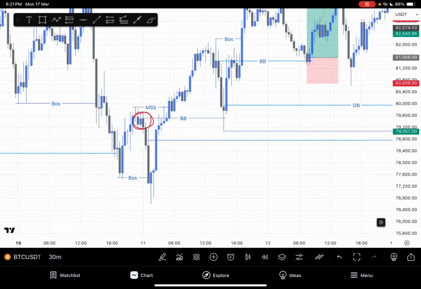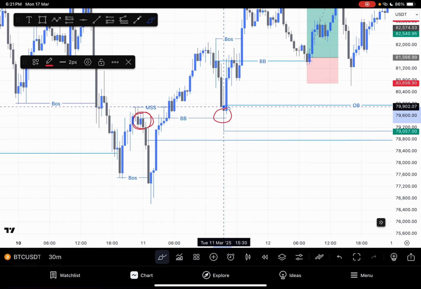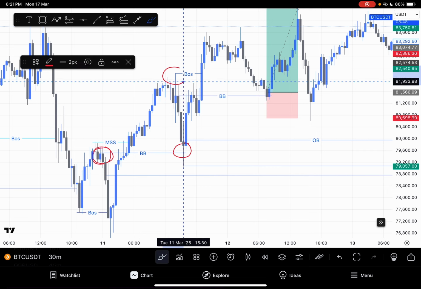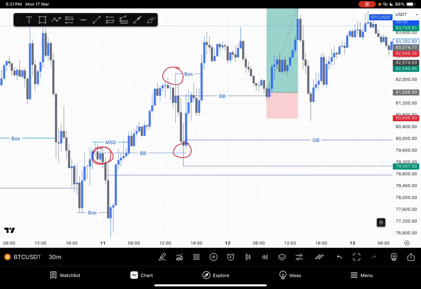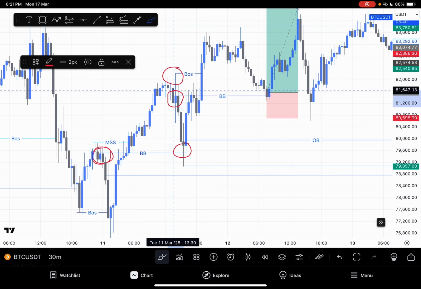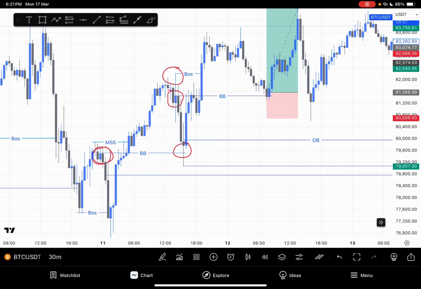I indicated that as the BB, and you see price tap into it here and push to the upside again, creating another break of structure. So after the break of structure, what can you spot next? You see another BB again. That's the same pattern again. You see the candle at the middle.